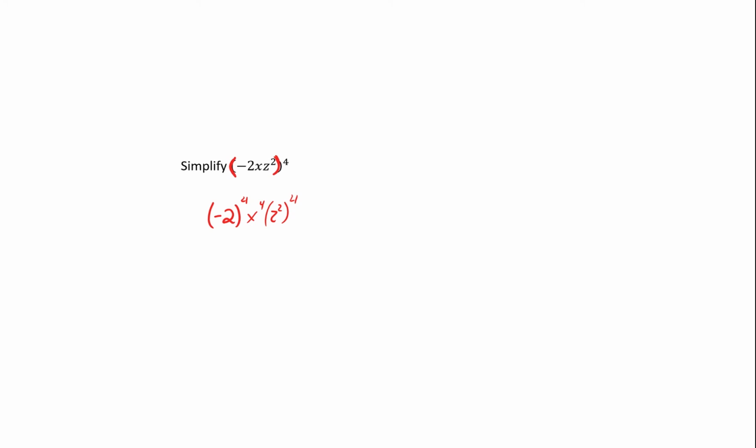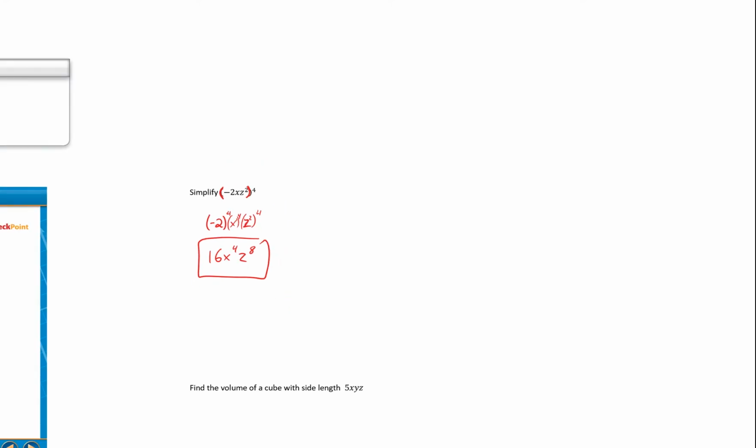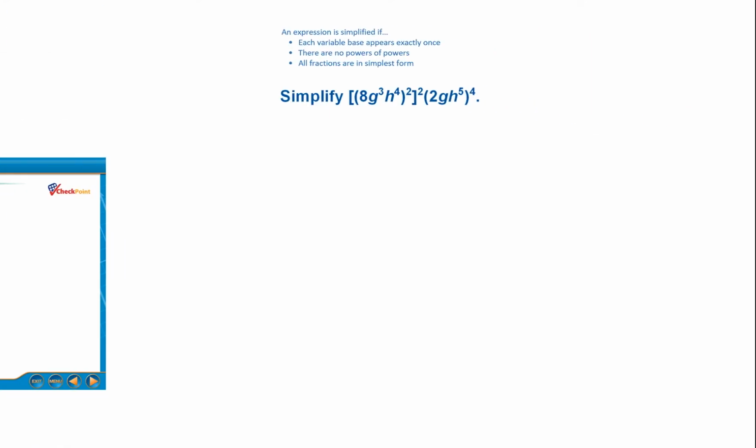Negative 2 to the 4th, that's negative 2 times negative 2 times negative 2 times negative 2, gives me positive 16. X to the 4th, because that's x to the 1st to the 4th power, so 1 times 4. And then we have z squared to the 4th, z to the 8th, because I multiply my exponents. Capiche?